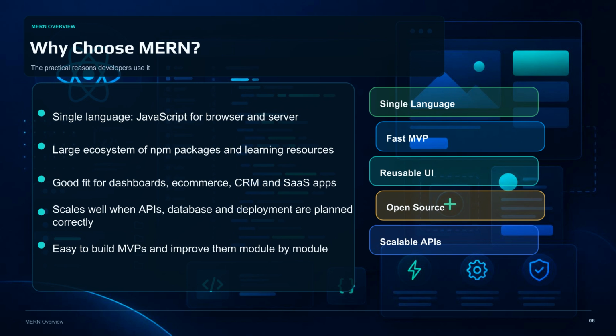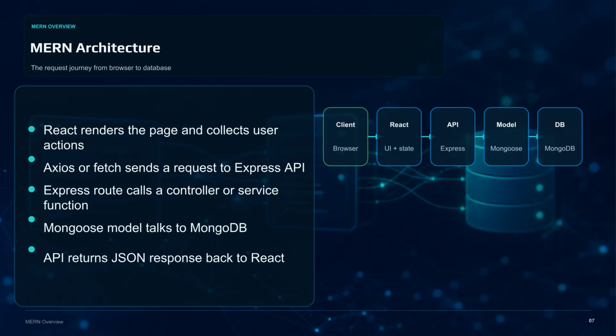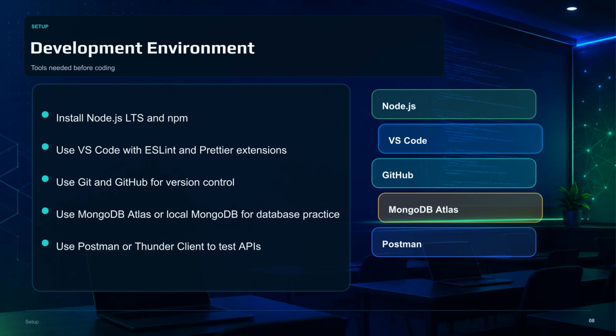Why choose MERN? It offers a single language across the stack, a vast ecosystem, and excellent scalability, making it ideal for building MVPs and complex applications. In the MERN architecture, the request starts in React, travels to an Express API, passes through a Mongoose model, and finally reaches MongoDB.